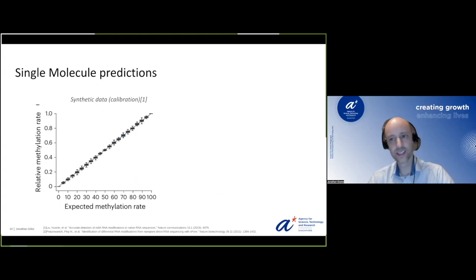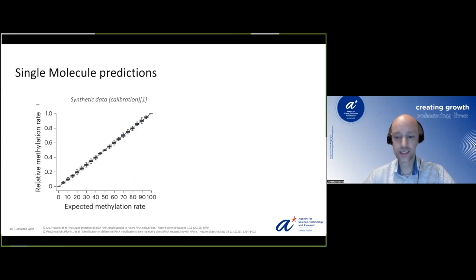And then we try to predict that ratio using these single molecule probabilities. And what you can see here is that it's very close to what we would expect. So that's as good as it gets. I want to say that we use this data also to calibrate the read level probability, so it's optimized for that task.